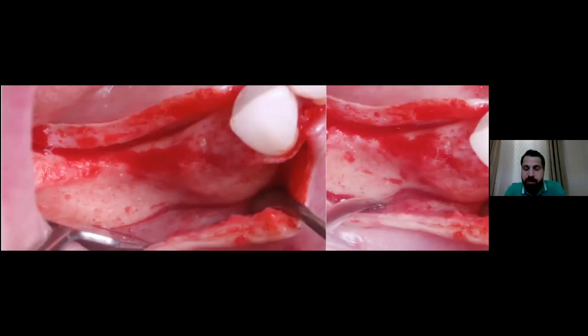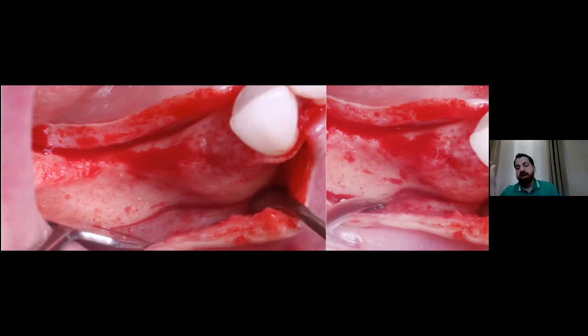As well, before placing my tenting poles, and do the cortication, of course, an important thing to do is to locate your mental nerve. The importance of locating your mental nerve is that later on, you're going to do a little dissection to release your buccal flap. And as well, you don't want to traumatize your mental nerve.